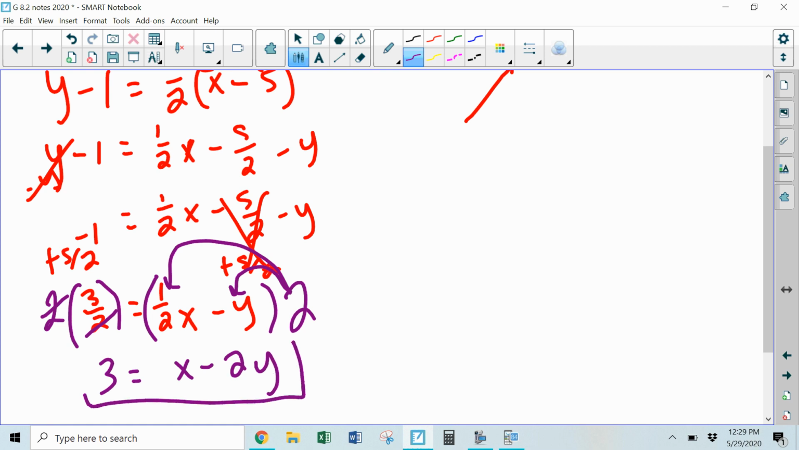This is my final answer in standard form. A is positive, A meaning the number in front of x, no decimals and no fractions. Definitely have to show work on those and they'd be worth more points.